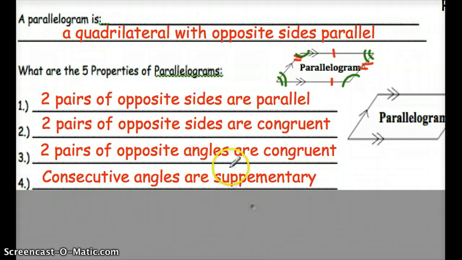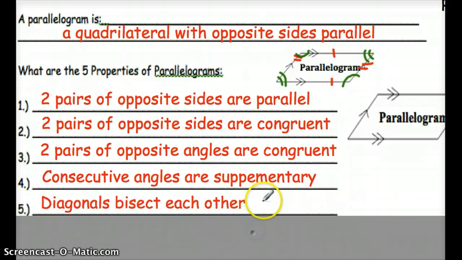Fourth, consecutive angles are supplementary. So if you notice, you have 1 angle here and another here. They are not congruent. If they're not congruent to each other, they're going to be supplementary. So consecutive means one after the other. So if I start here and go to the next angle, those 2 are supplementary. If I start at this angle here and go to the next, those 2 are supplementary. So if they are not congruent, then they are supplementary.